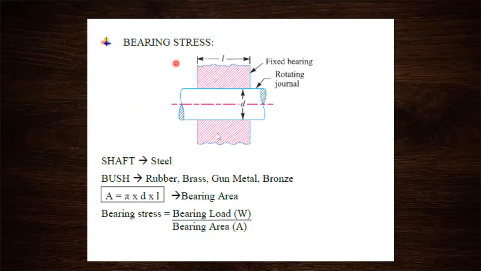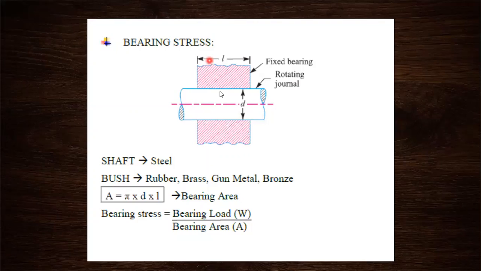The stress developed in the bush or bearings is called bearing stress. It is most frequently seen in members which are continuously rotating, for example, a shaft rotating in a bush. So bearing stress is applicable to bush materials, right?